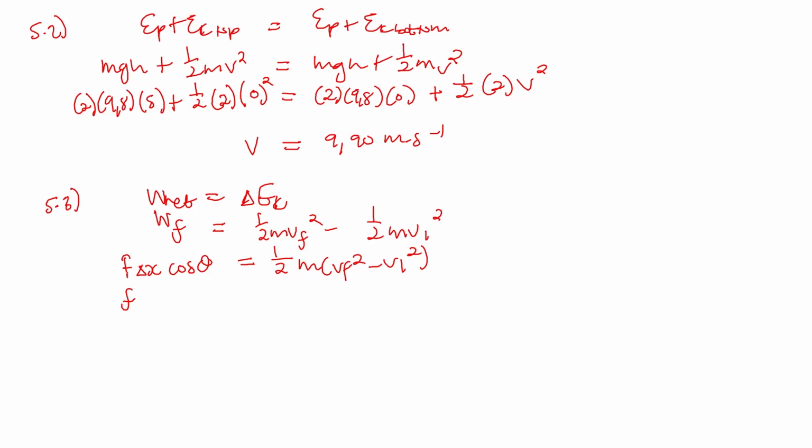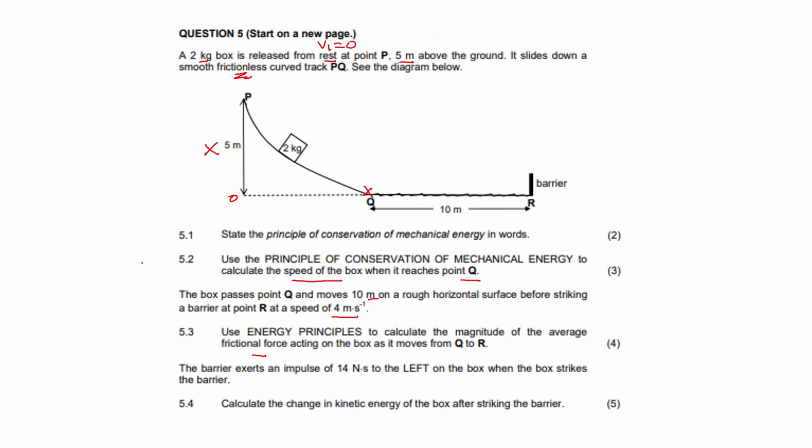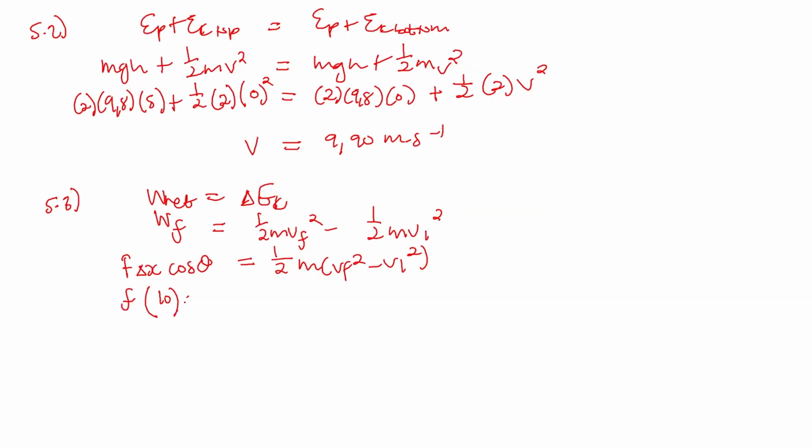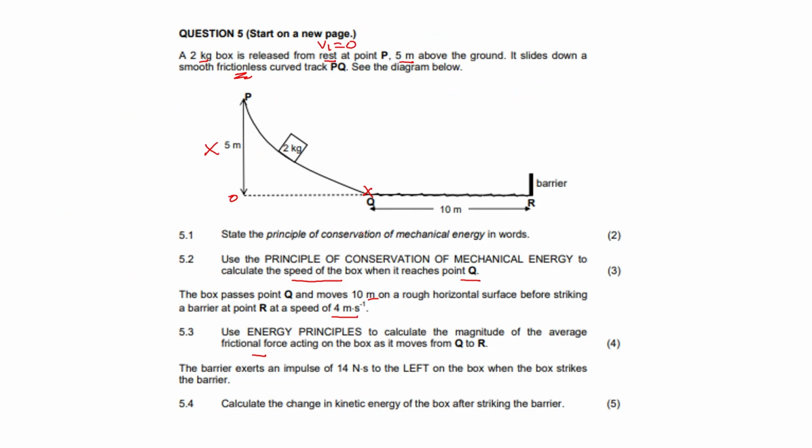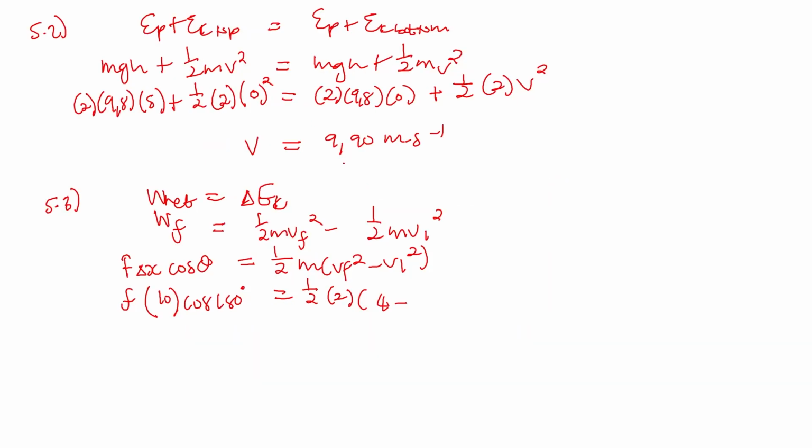We want the frictional force. We have the distance that it travels, it's 10 meters, and it's cos of 180 because it's the frictional force that we want. Then we know the mass of the block is 2, the final velocity they've given us to be 4, and we have just calculated the initial velocity, because initial velocity will be at point Q, and the speed at point Q is this one here. So minus 9.90 squared, all of this. Then you do your math calculations and you find friction on its own to be 8.2.